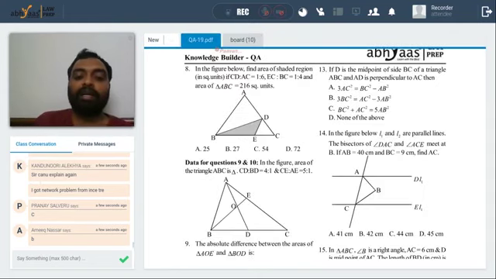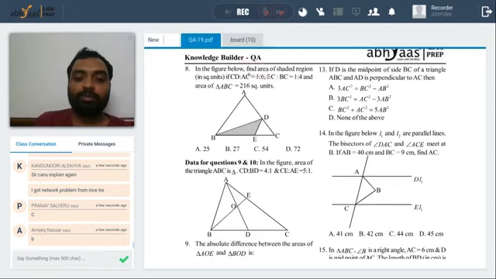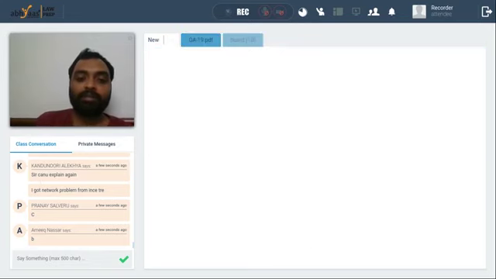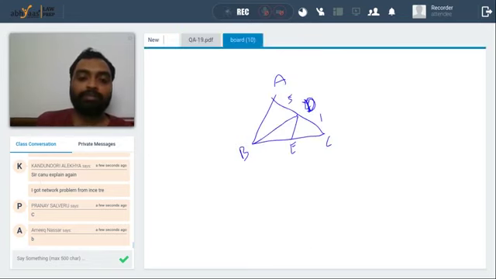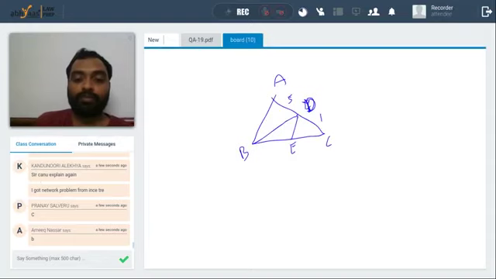He said CD and AC is 1 is to 6. That means this is one part. Okay, the complete AC is how many parts? 6 parts. That means this is 5 parts. Clear? In the same way, he has given EC to BC 1 is to 4.